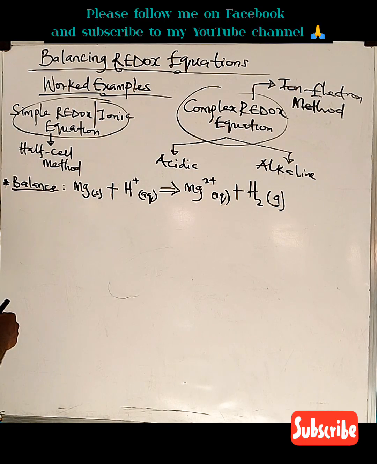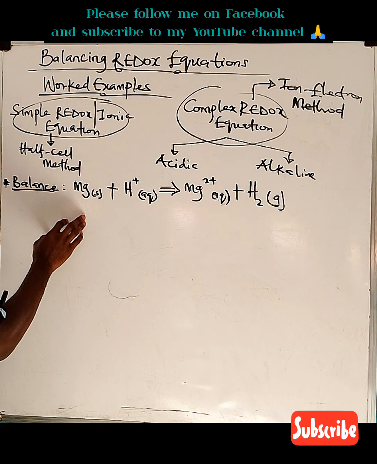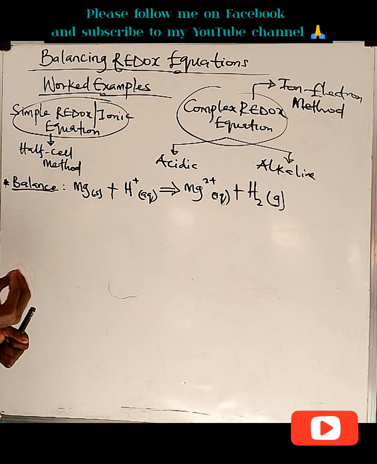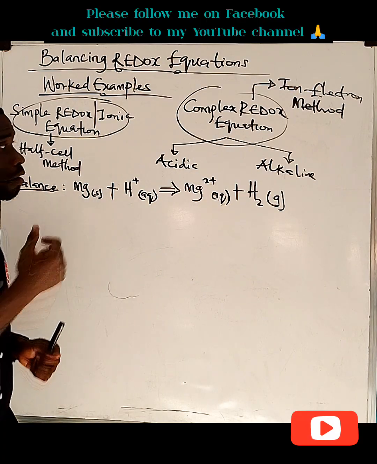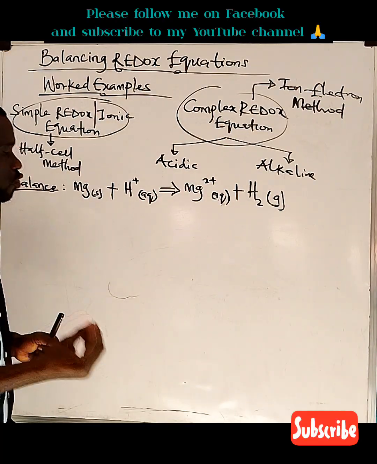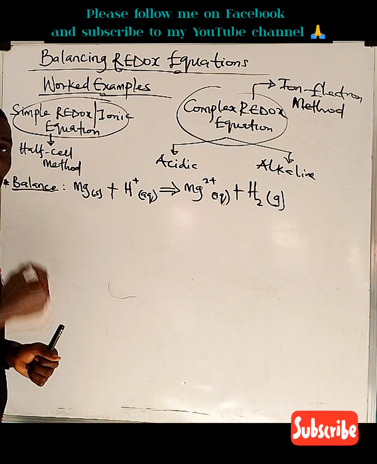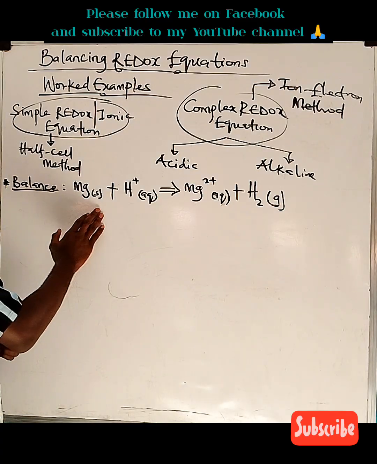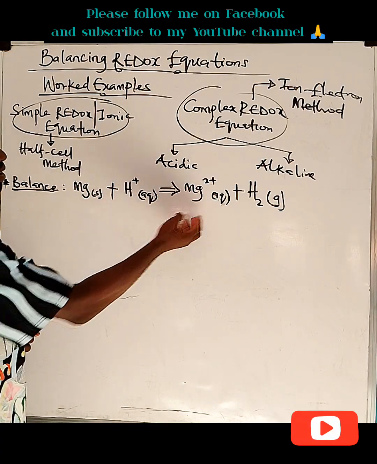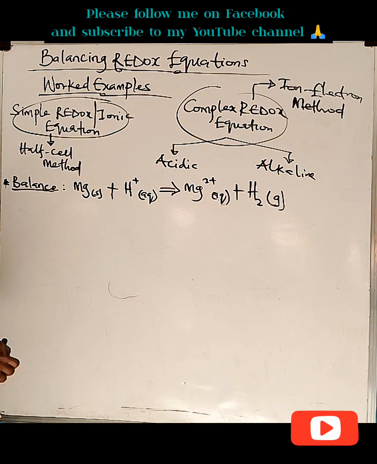So this is simple. How do we know it's simple? It is simple because there is no attachment. When you look at this magnesium, there is no oxygen attached to it. For the complex ones, either acidic or alkaline, oxygen is attached to either a metal or a non-metal. But this is purely, as you can see, no oxygen is present. Just magnesium and hydrogen, and we have the same set on the other side of the product.